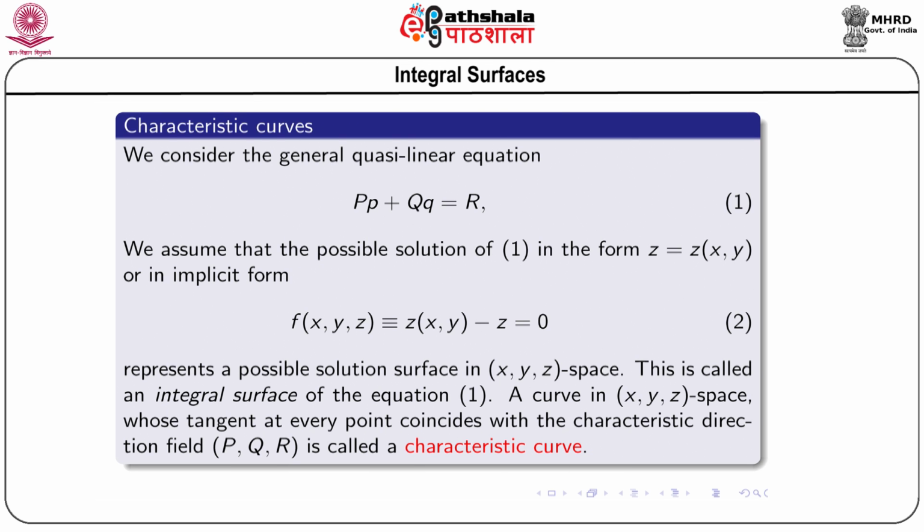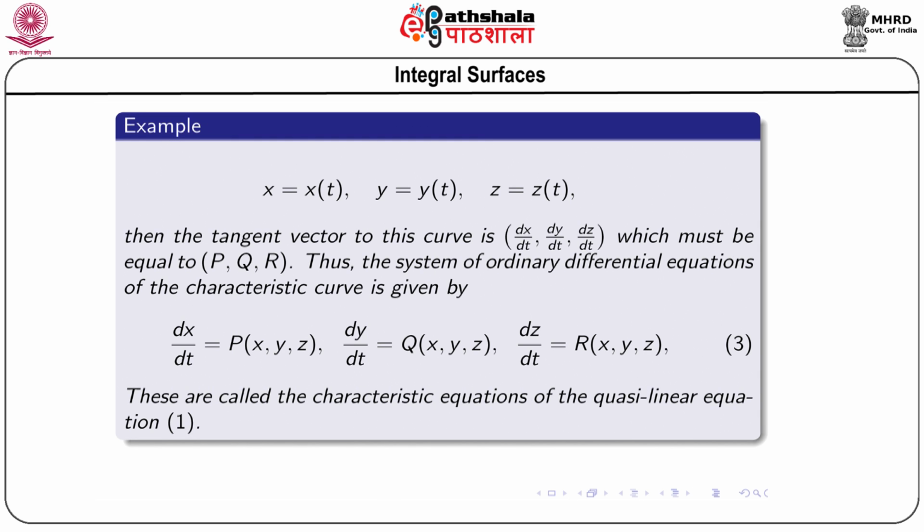Now, I want to mention here that for this quasi-linear equation we obtain a curve which is the solution of the simultaneous equation, and those curves are called characteristic curves. So, how can I obtain the equation of a characteristic curve? Suppose the equation of a characteristic curve is given in parametric form. That means x, y and z can be written as some function of a parameter, small t.